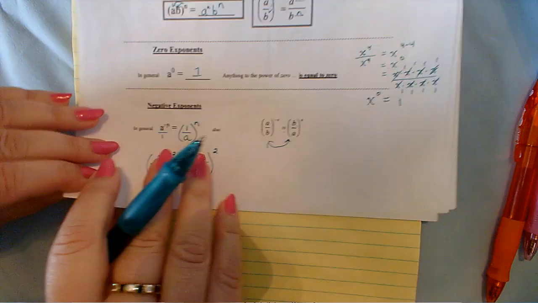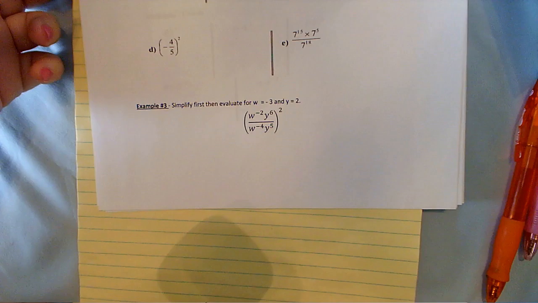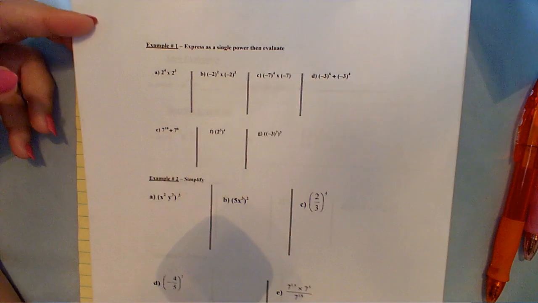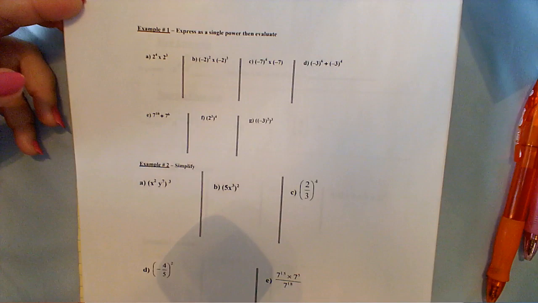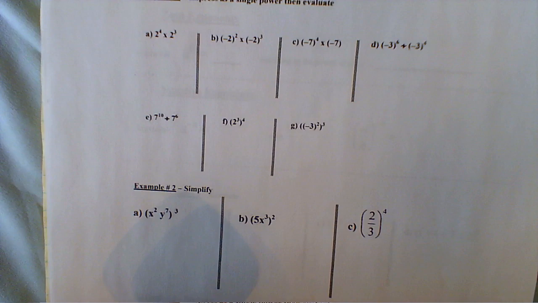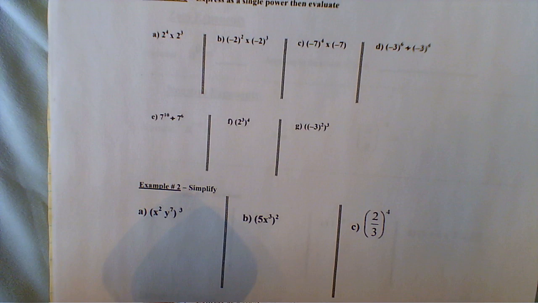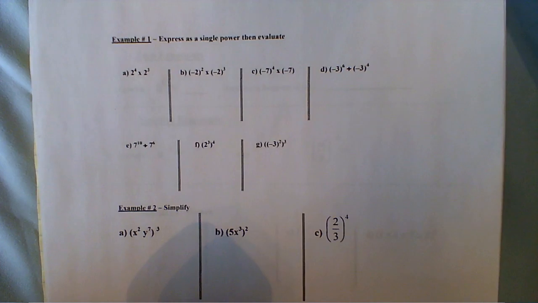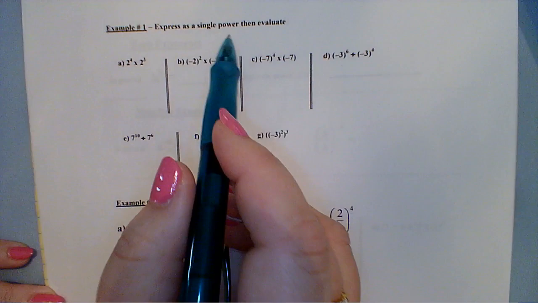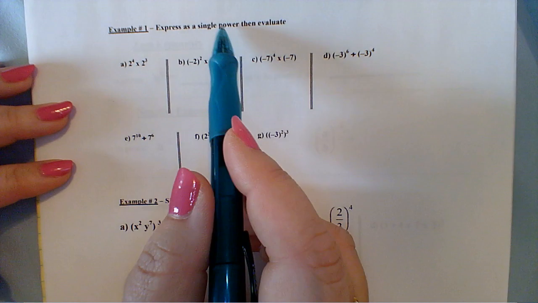All right, so now let's actually go ahead and start applying these rules as we simplify different expressions. So we have some examples here, and again, copy out as you go, or if you didn't, you could have printed it out already. So here we have express as a single power, then evaluate. So basically it's saying simplify first, then figure out the answer.